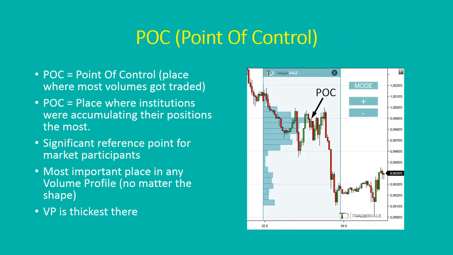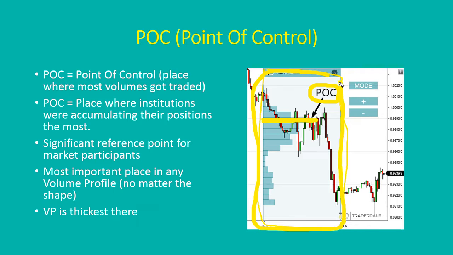Before we get into the volume profile shapes, let me show you one very important thing. Probably the most important thing in any volume profile histogram is the point of control, or POC. The POC is the place where the volume profile is the thickest, and this means that the most volume got accumulated there. If you look at this volume profile histogram, you can see that it is the thickest here. And this price level is the point of control. This is the place where most of the volume got accumulated throughout this whole area.